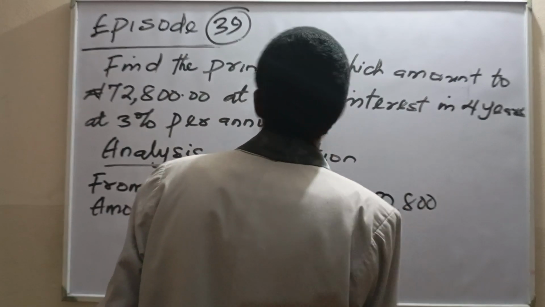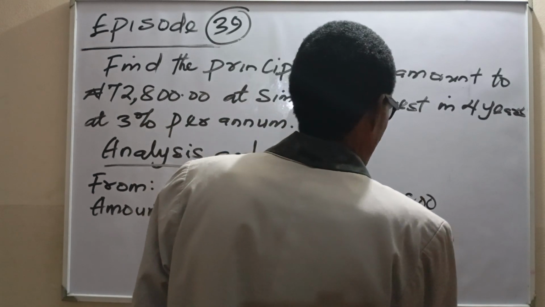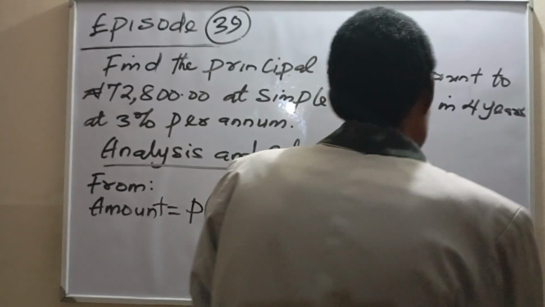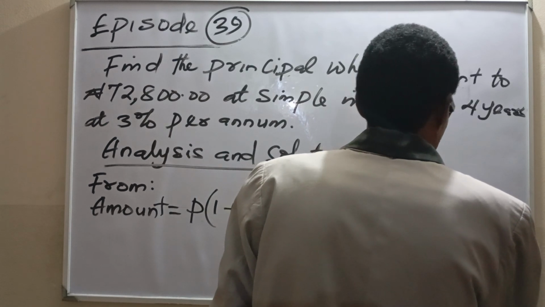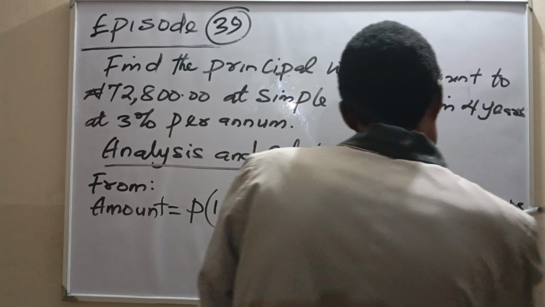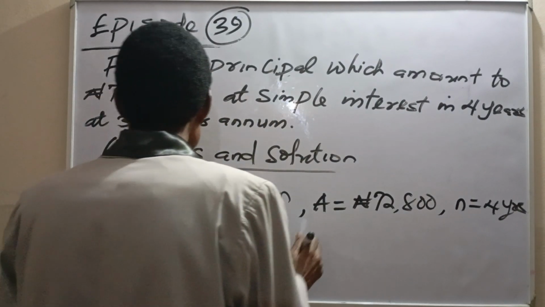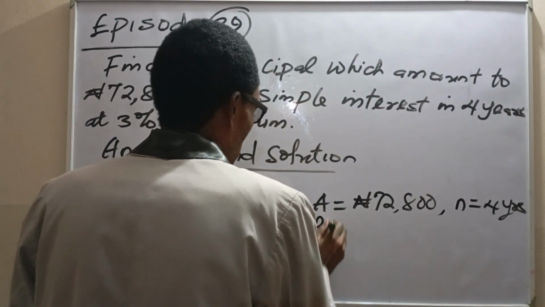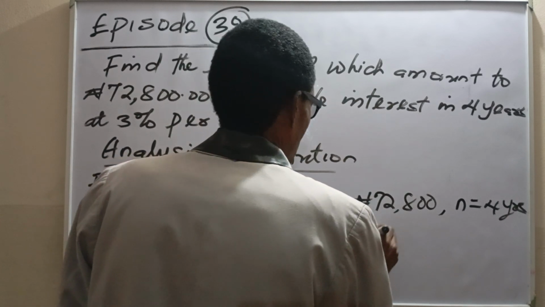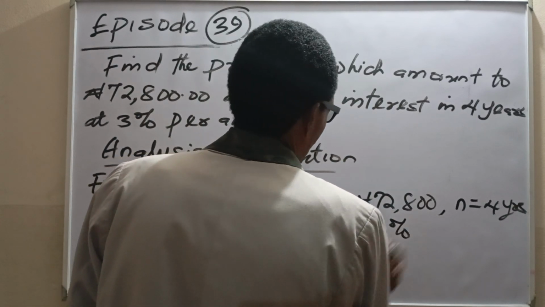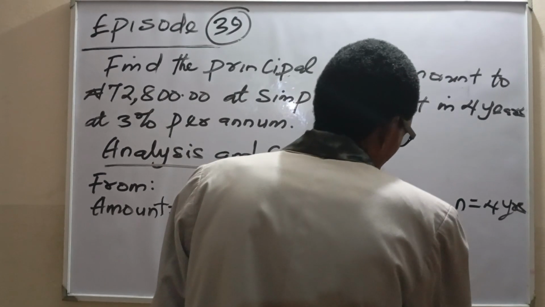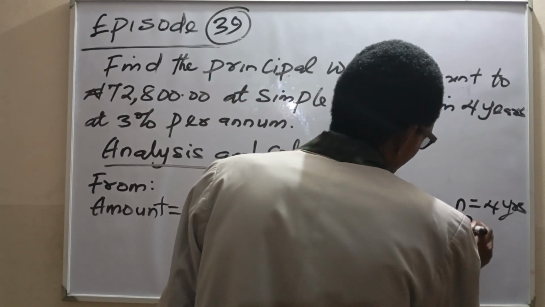The amount is 72,800. N is 4, which is 4 years. The rate percent is 3%. Here we are asked to find the principal, which I will represent by P.